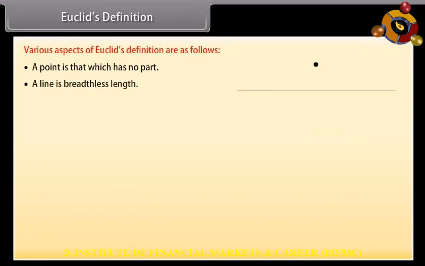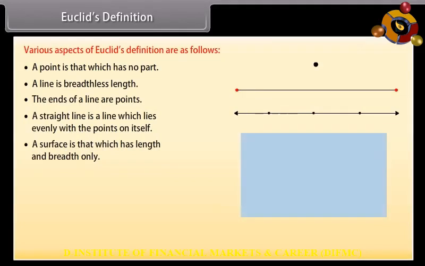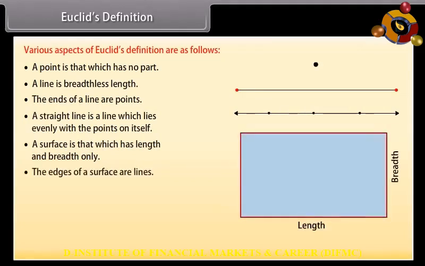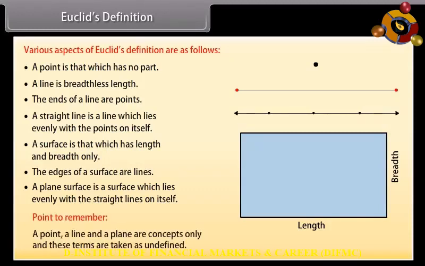A few of them are: a point is that which has no part, a line is breadthless length, the ends of a line are points, a straight line is a line which lies evenly with the points on itself, a surface is that which has length and breadth only, the edges of a surface are lines, a plane surface is a surface which lies evenly with the straight lines on itself. Point to remember: a point, a line, and a plane are concepts only, and these terms are taken as undefined.